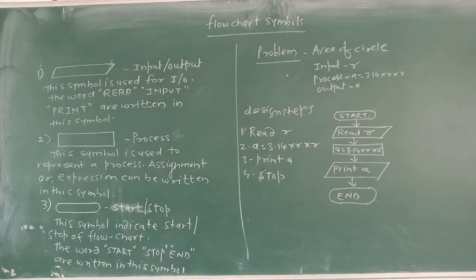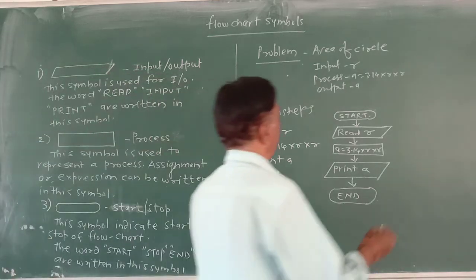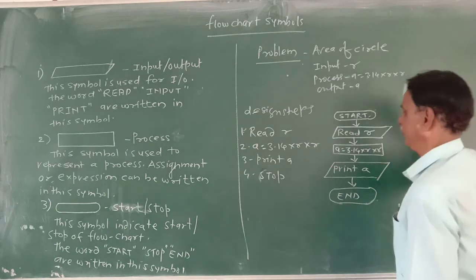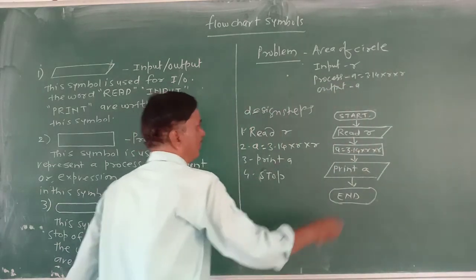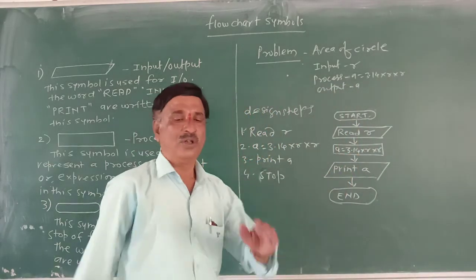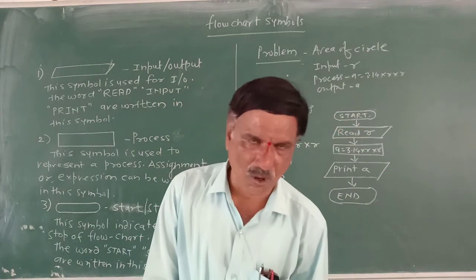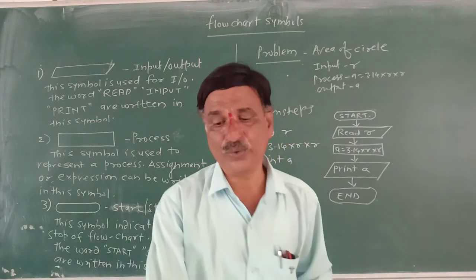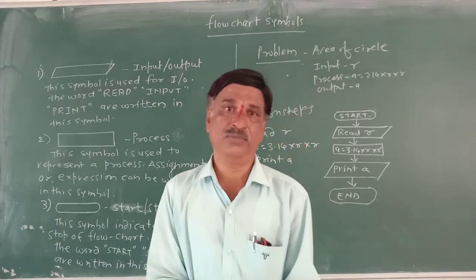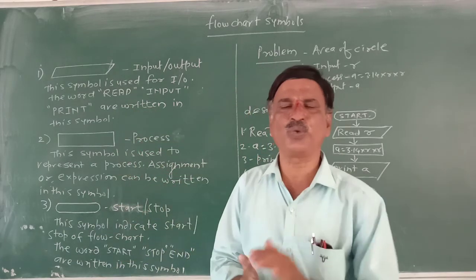Again we are going to see various symbols. As we have seen 3 symbols, symbol number 4 is flow lines. Then there are the decision box and connector symbols. As we go through the problems, you will definitely get the idea. So only 3 symbols we have seen.